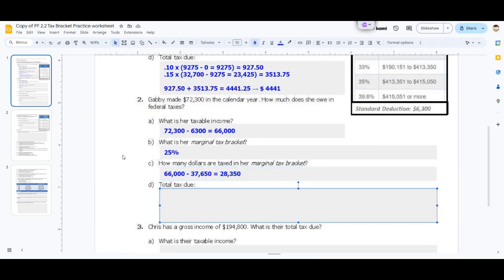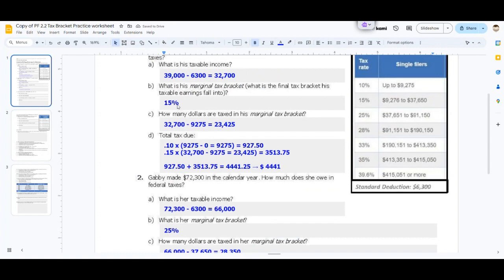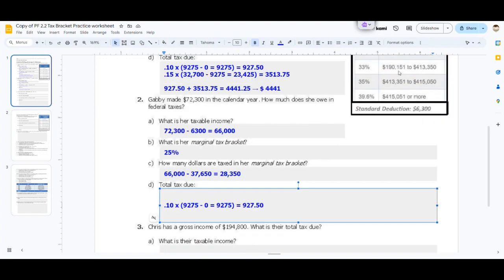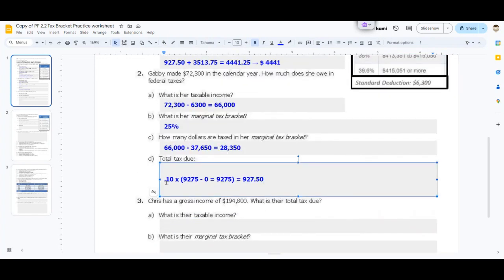Now, how much does she owe in total? So first 10% of that first range, she's going to max that out. And that was 9,275. Again, minus 0 is 9,275. So that still is $927.50, just like it was with Andre up here, right? He maxed out that first bracket, went into the second bracket. So the max amount for that first bracket that anyone will owe is $927.50. And so Gabby filled up that range as well. So the max she owes for that first bracket is $927.50.